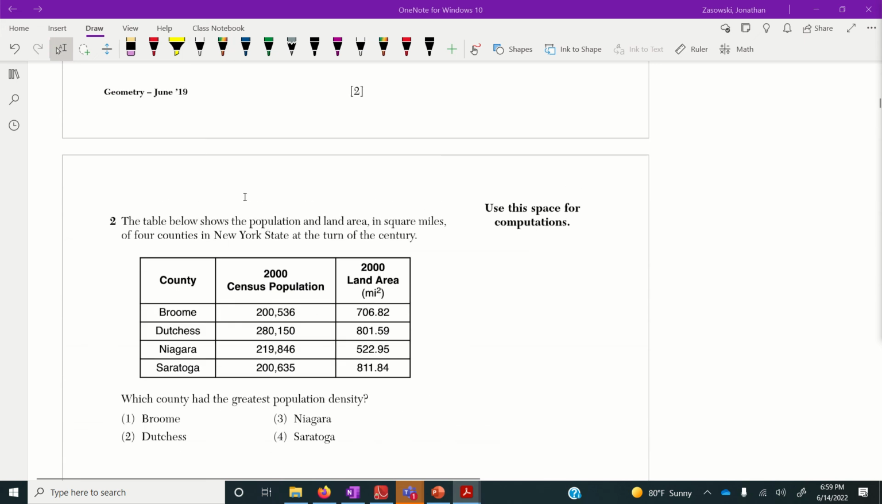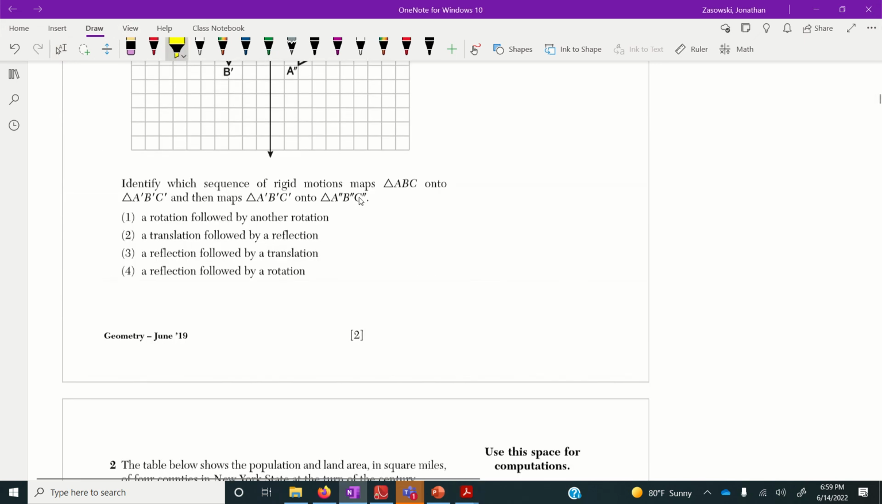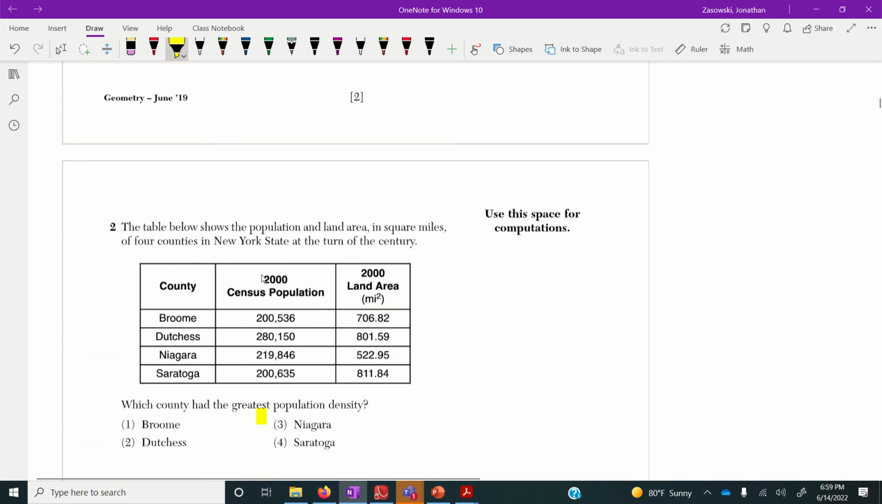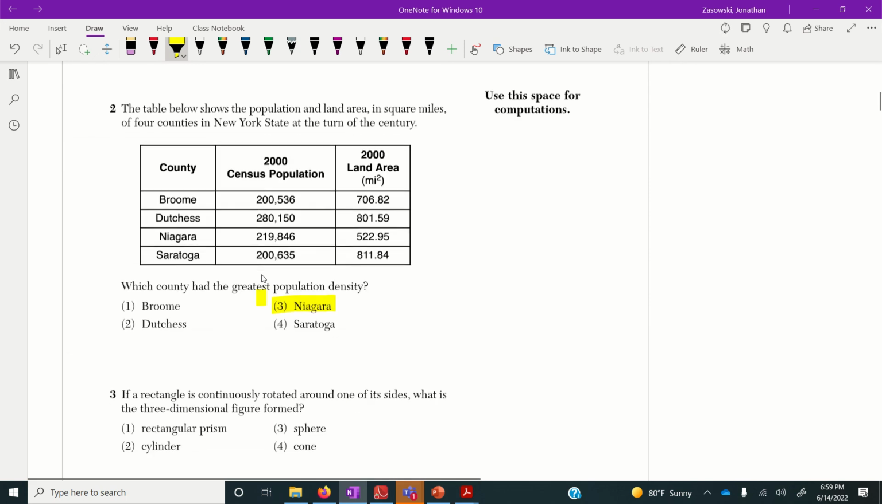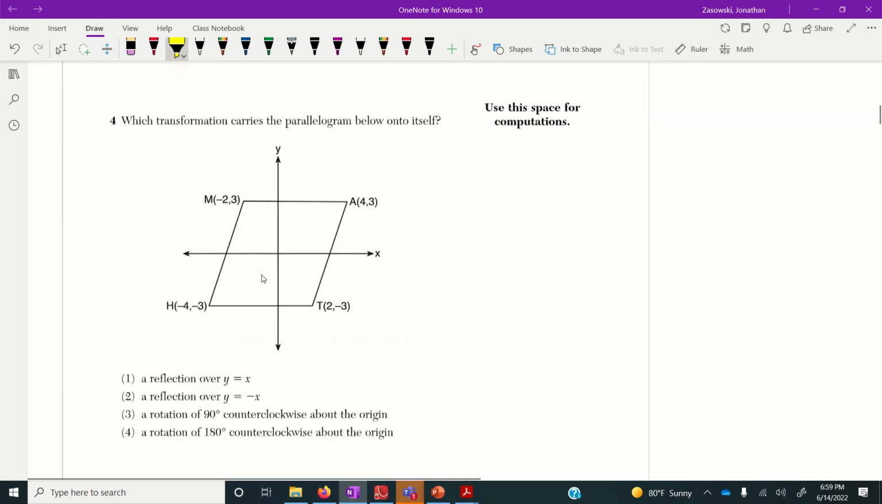And then I'm just going to highlight these as we go, in case anyone goes back and looks at these. All right. So we said a reflection, followed by a translation. Oh, sorry. We said 3. We talked about it being a rotation, and then I highlighted translation. All right. 2 we said was Niagara. 3 is a cylinder.